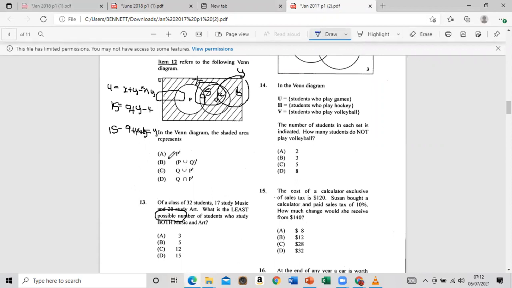All right, so the answer for this would be B, right? All right.